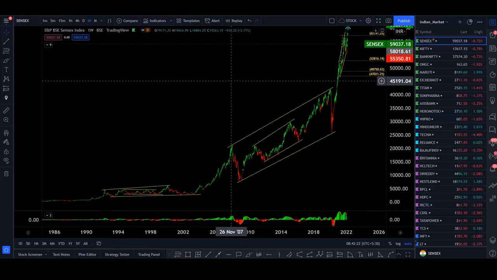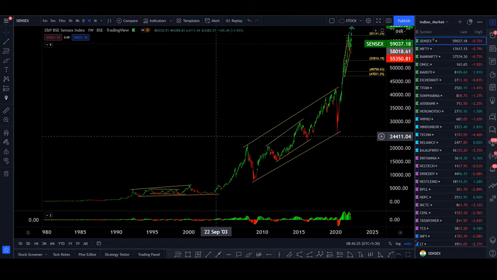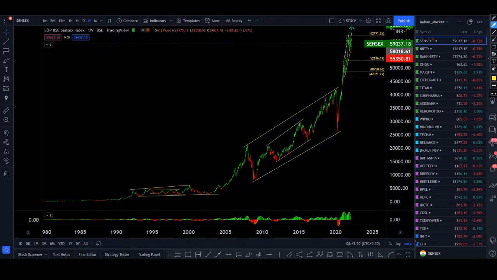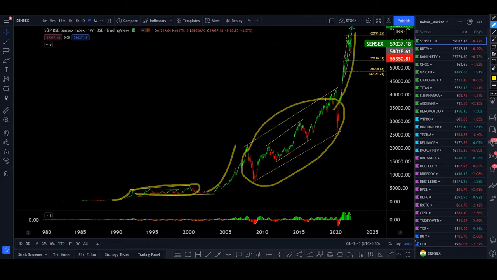Sensex is in the third wave of the bigger time frame impulse. Let me explain what that means. This is the first impulse around the 1990 time frame, and then we had a bigger correction followed by the next impulse, and then another bigger correction followed by the next impulse. So we are at the top of the third wave, and we never know when it's going to end and when the correction is going to start. But at this point, yes, we are still in the bull market.